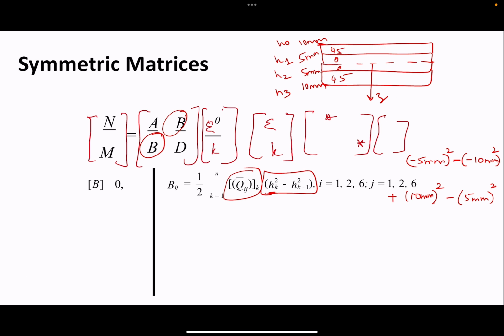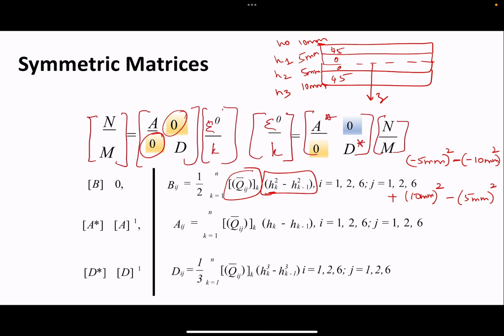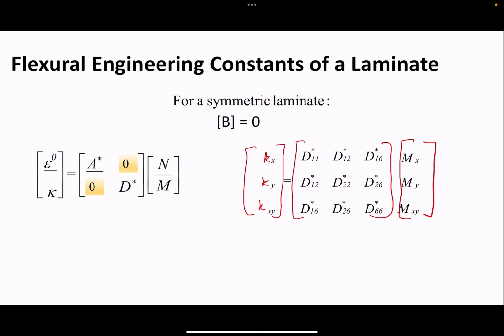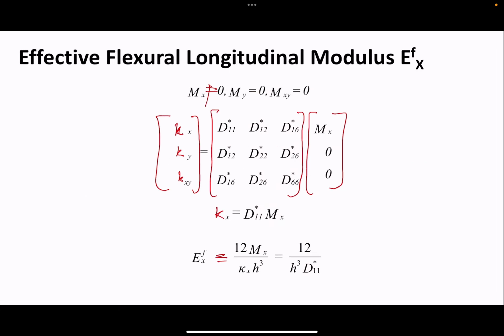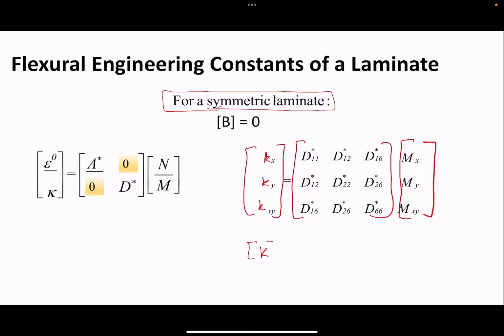So then we said if it's a symmetric matrix, your B or coupling matrix is 0, which is very good for us. It uncouples our problem. So if you apply axial loads, you only have normal strains. If you apply moments, you only have curvatures. So it's the same thing for the flexural laminates. We are considering symmetric laminates. We hope to do symmetric laminates usually because it uncomplicates a lot of things. Your B is 0, and then the curvatures are equal to just the D inverse matrix multiplied by your moments.